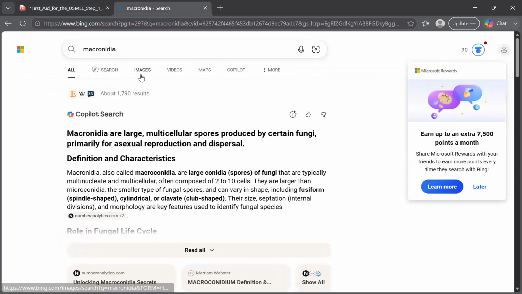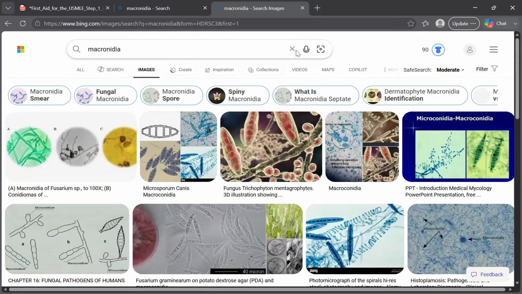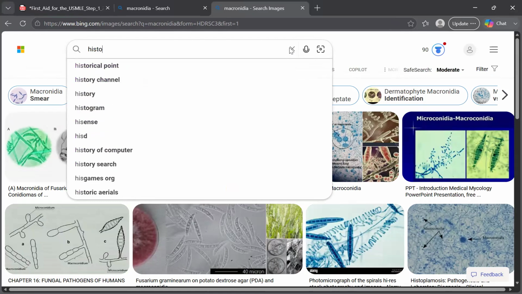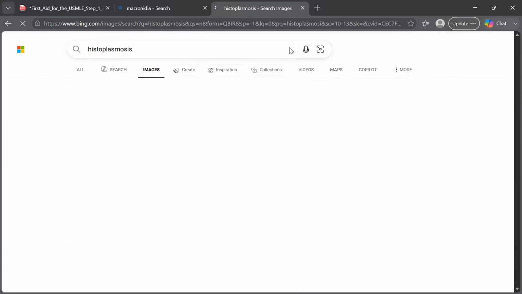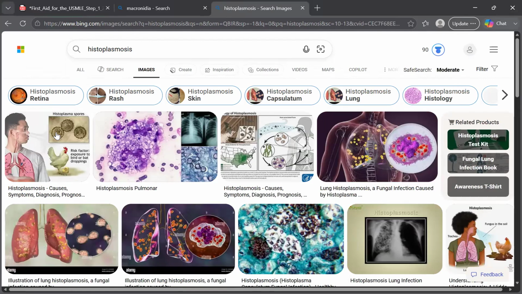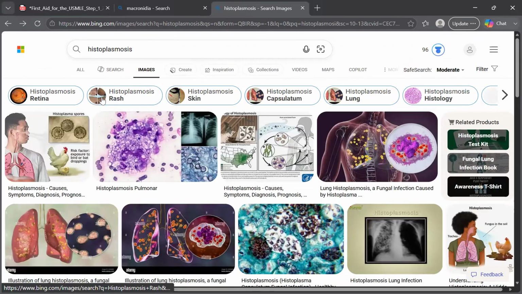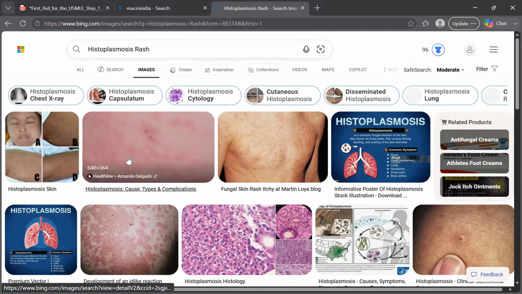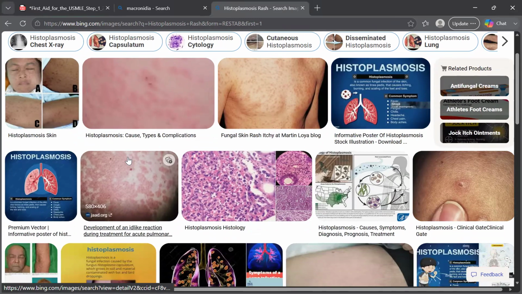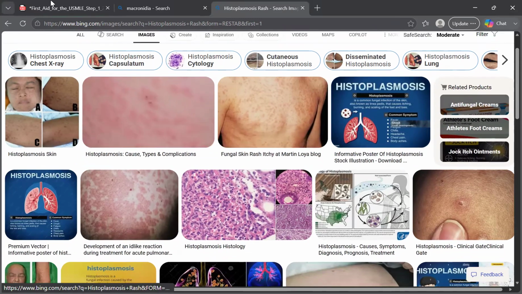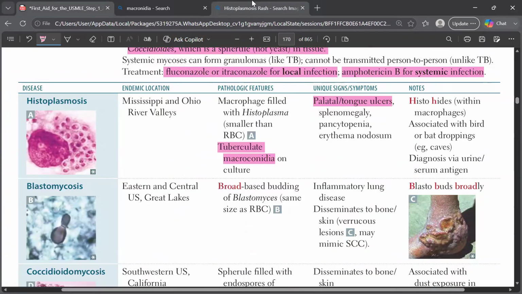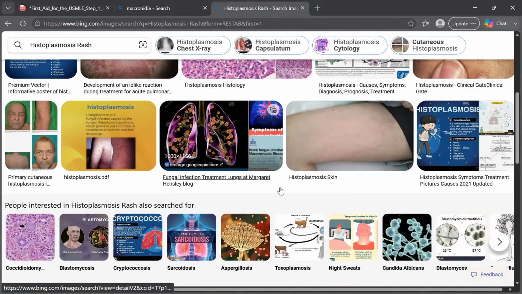I'd like to see the presentation of histoplasmosis. Okay, so this is the rash in histoplasmosis, which is the erythema nodosum, and this is how it looks.